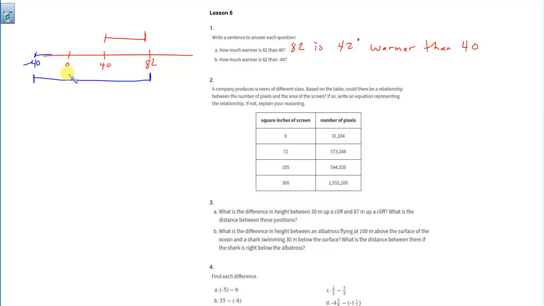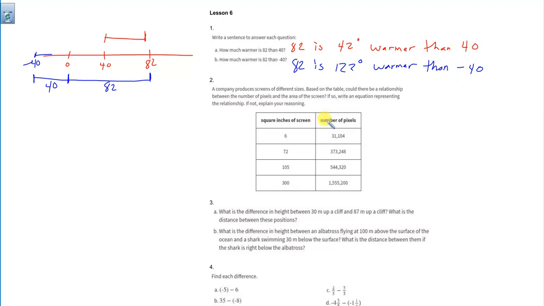Well, that's a lot longer, right? You got 82 to get to 0, and then another 40 to get back. So essentially, you got to add these two numbers together to get 122. So 82 is 122 degrees warmer than negative 40, warmer than negative 40. Big difference between those two situations. And we're going to end right there. We'll jump in with number 2 on the next problem.